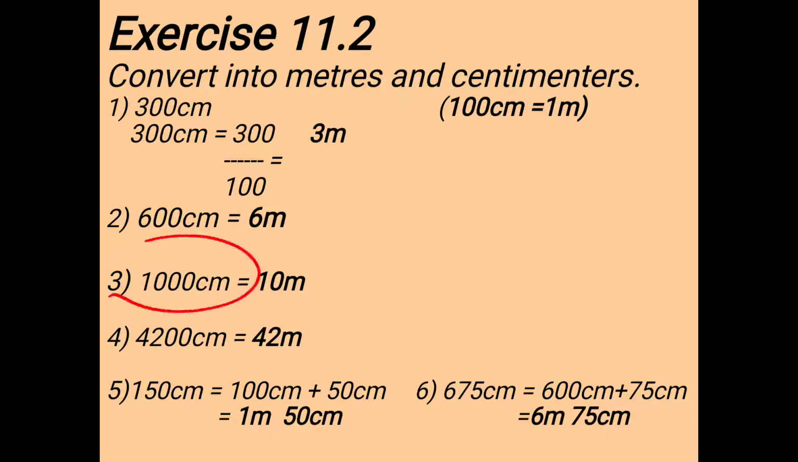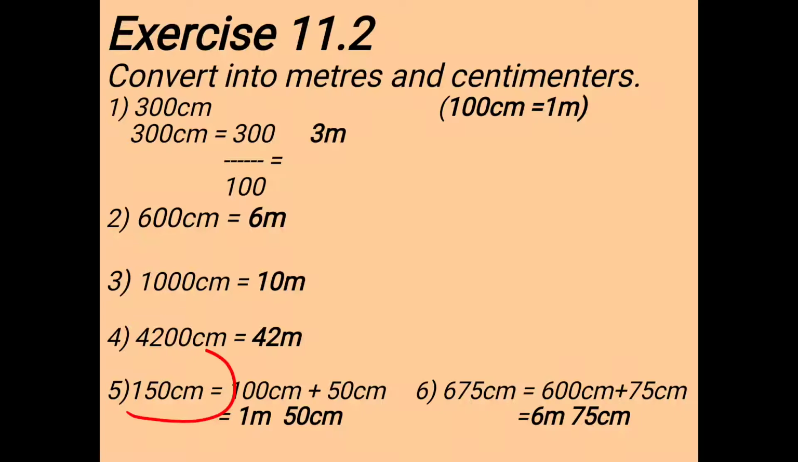Similarly, 1000 centimeters is equal to 10 meters, because this is 10 times. So 10 meters, because 1 meter is 100 centimeters, then 2 meters will be 200, 3 meters 300, like that. 10 meters will be 1000 centimeters. Next, 4200 centimeters, so it is 42 meters.